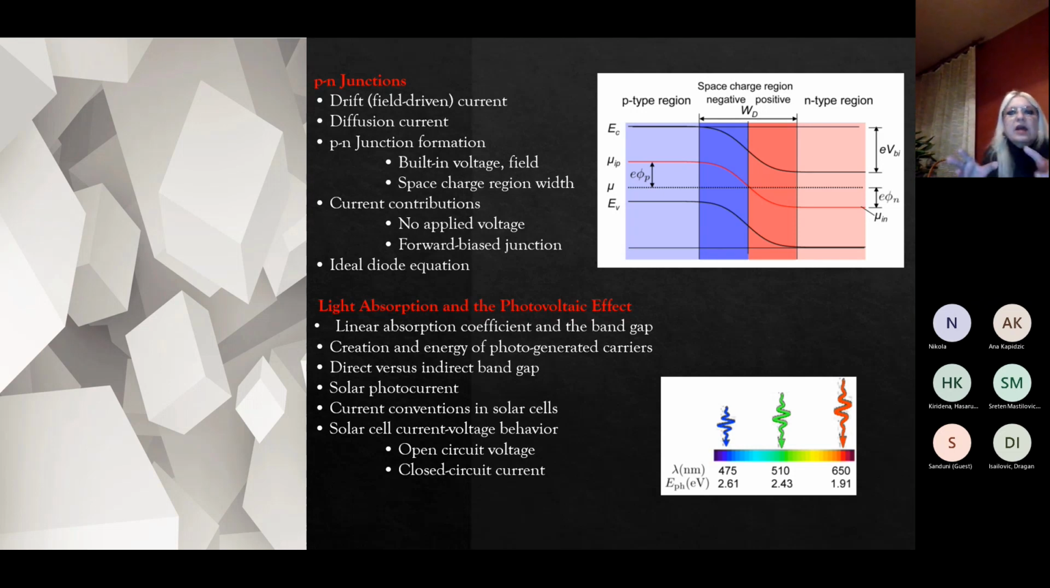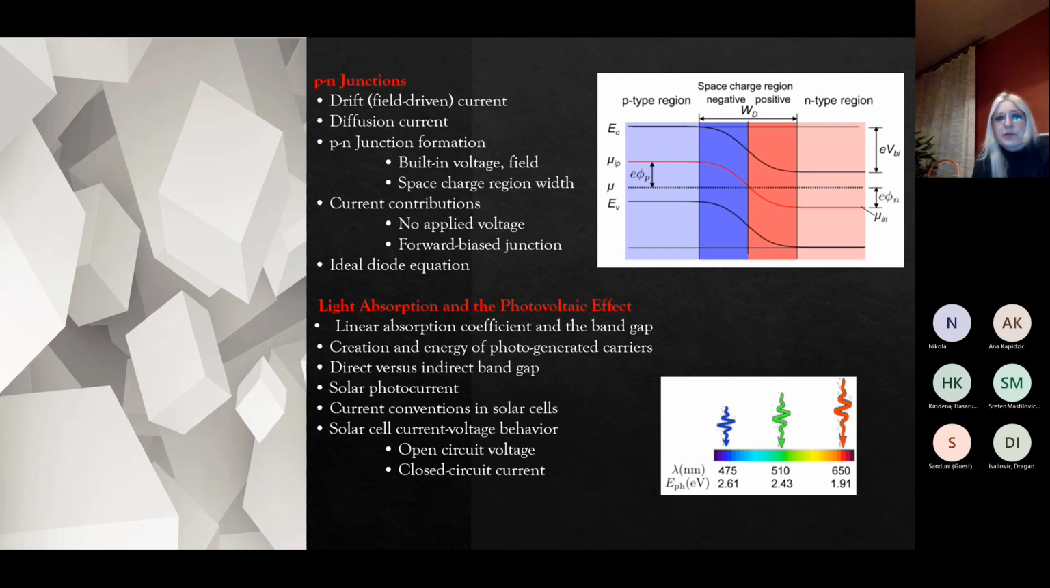Then we see how it looks when we form the p-n junction, and we talk about the built-in voltage and the field, and also the space charge region, or depletion zone, or depletion region, as we call it. Then we talk about the different current contributions, and we're gonna see how it looks if no voltage is applied, and also when we have a forward bias junction.